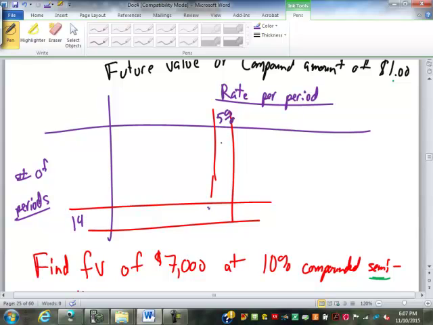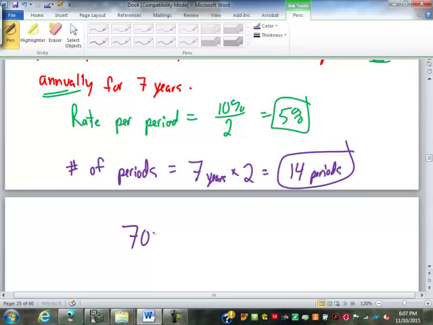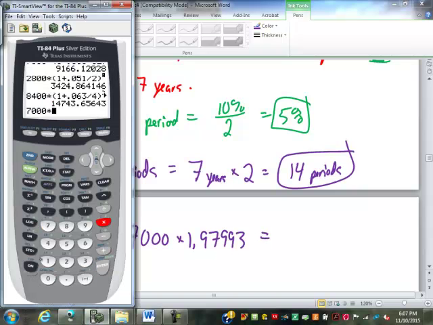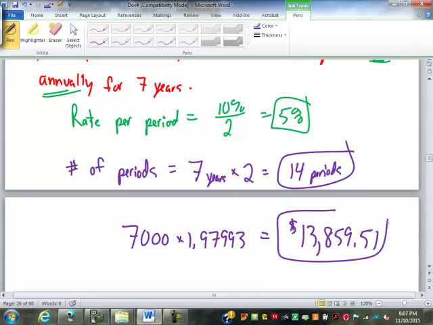We get a factor 1.97993. Did you guys see that one? Did I get the right one, or did my eyes cross me up? That's the right one. So what we're going to do is take our 7,000 times 1.97993. Gives us 13,859.51. That is the future value.